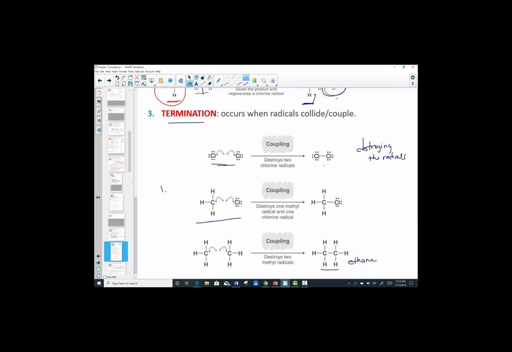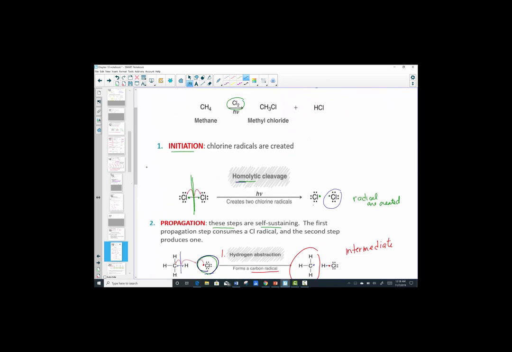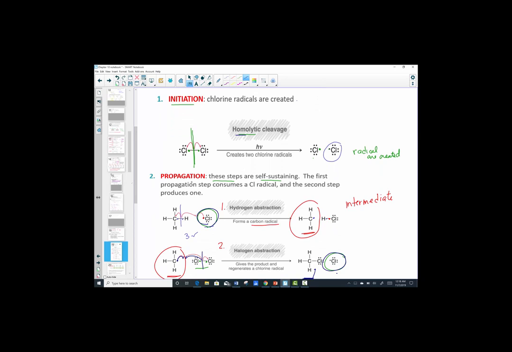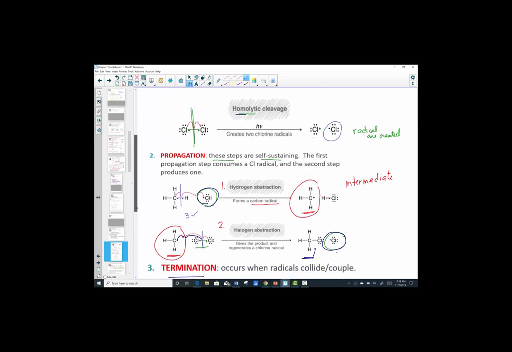All you need is one choice. This particular equation has 3 opportunities of what you could couple together to destroy the radicals. It's just important that we pick one of the 3. Not all 3 need to be presented. So again, 3 steps. Initiation, we create the radicals. Step 2, propagation. These are self-sustaining steps in which a radical is used in the first step, and it comes back in the last step. The radical that is produced in the first step is then consumed in the next step.